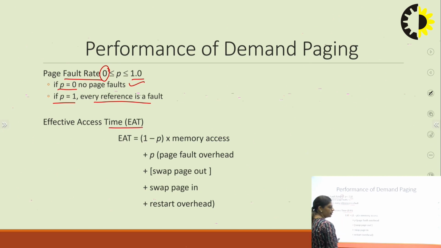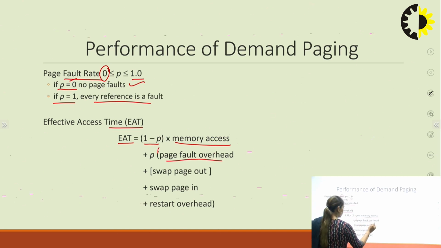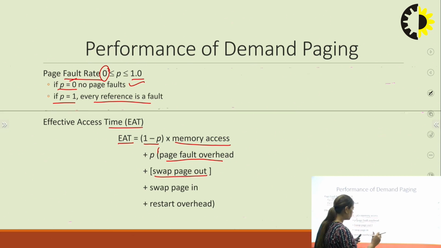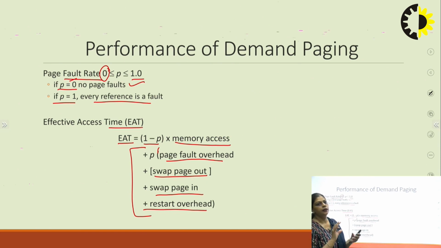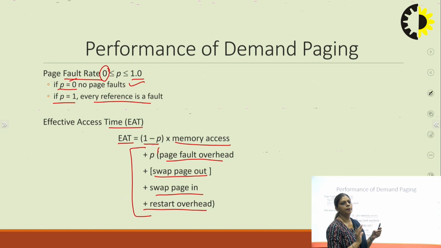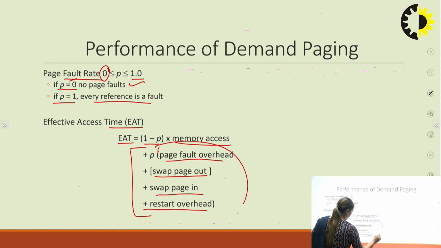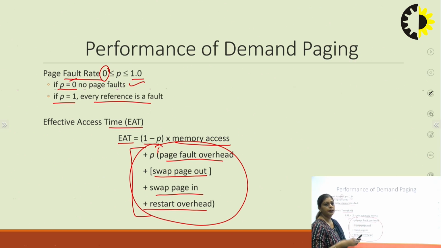Now, if you have to calculate the effective access time, what is the formula? Effective access time is (1 minus P) times the memory access time, plus P times the page fault overhead. What is P? P is the page fault rate. The page fault overhead includes the time required to create a trap, the page swapping time to swap the page out and then swap in, the time required to bring the page into the physical memory, and the restart overhead. All these times are added, and then the desired page is given to the program. So this much time is required, and it is being wasted, you can say, for bringing a new page from the backing store to the physical memory.